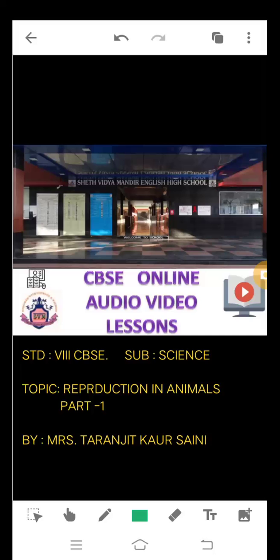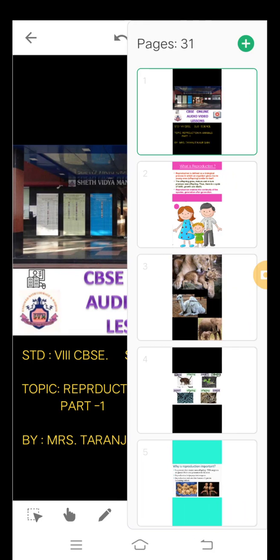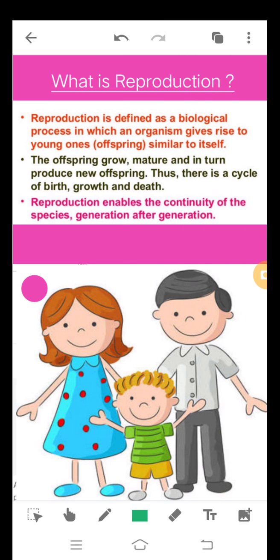Yes, today we will start with the topic reproduction in animals. Children, you all must be remembering that you have done the same topic in 7th standard where you studied about reproduction in plants. Here we are going to continue the same topic, but we will be talking about reproduction in animals. So this process is very important.